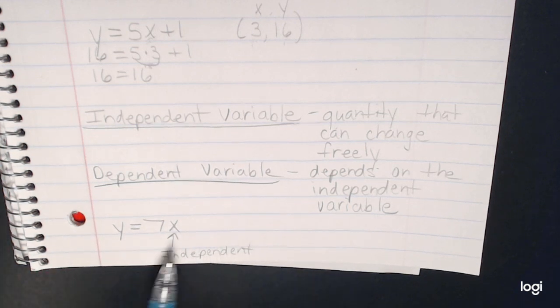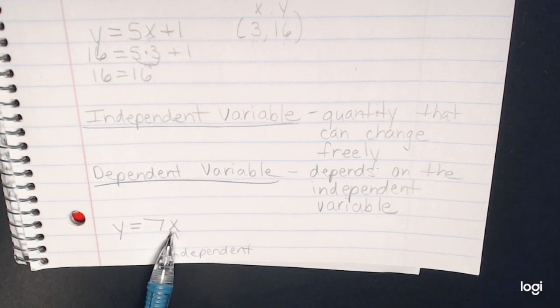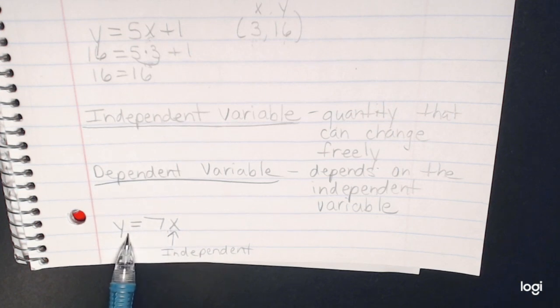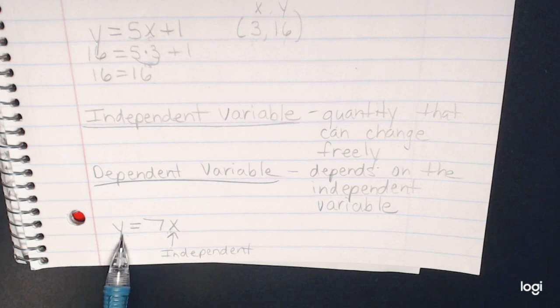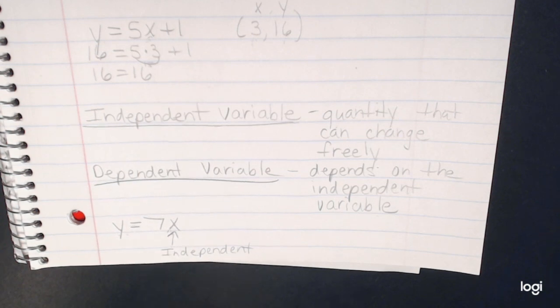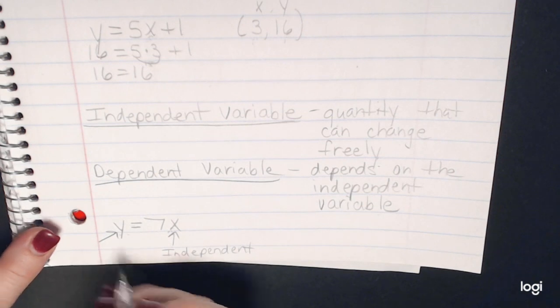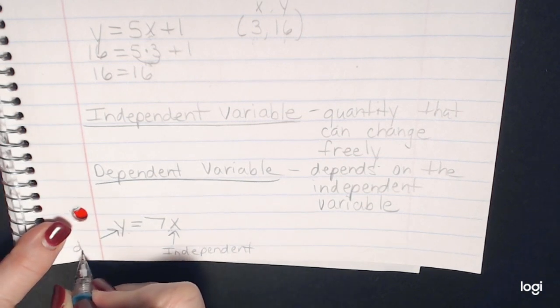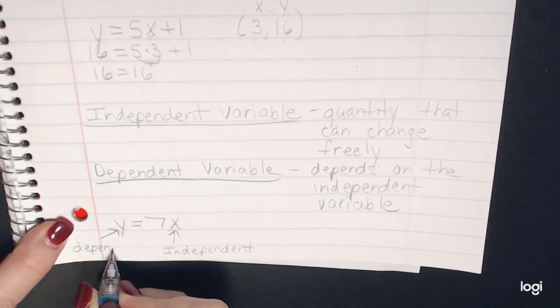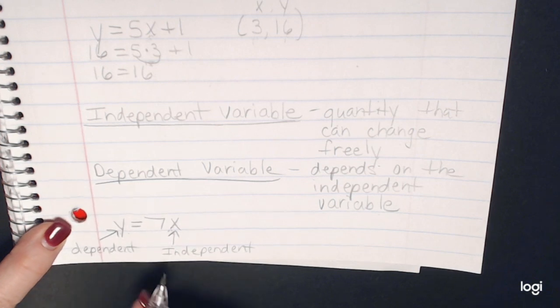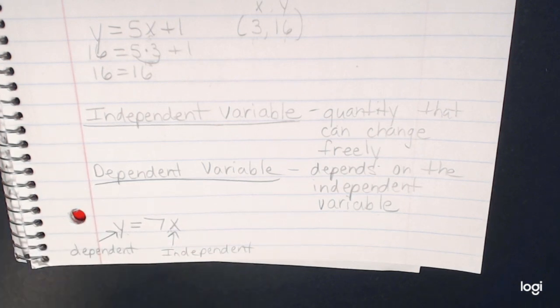The problem is whatever I put in here is going to determine what y is going to equal. And so y, I can't make it anything I want. Y has to be dependent on whatever I put here for my x. And so most of the time our y right here is going to be considered my dependent. It depends upon what I put in for my x.